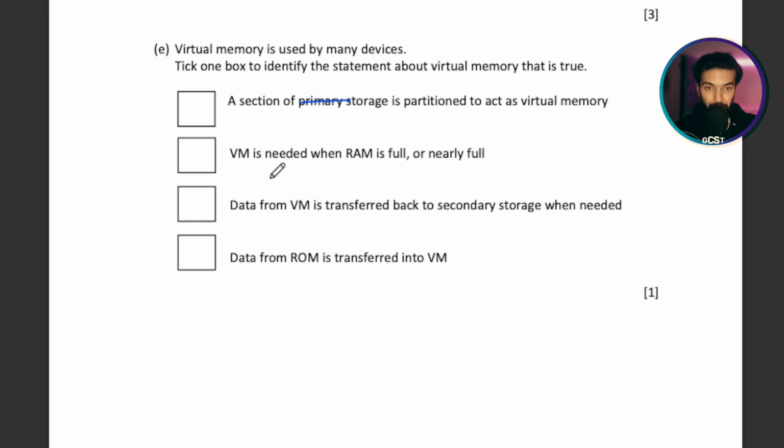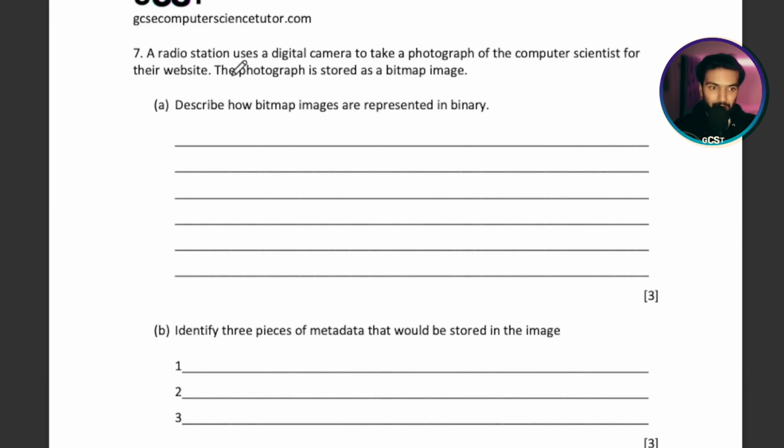Now, virtual memory is needed when RAM is full or nearly full. That's true, and that's it. But let's look at the rest. Data from VM is transferred back to secondary storage when needed. Makes no sense. VM is in the secondary storage, so why is it getting transferred back? That should be primary, and data from ROM is transferred into VM. Not ROM, but RAM. Alright, question 7, I think it's the last one.